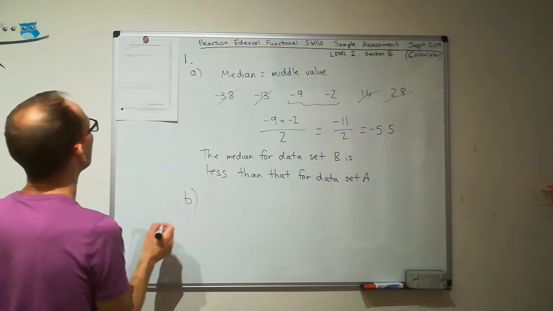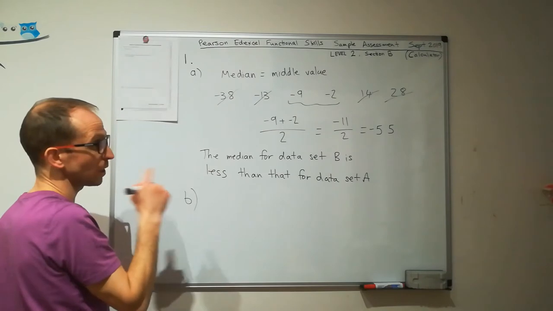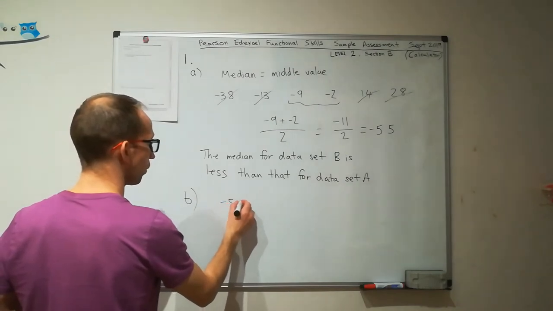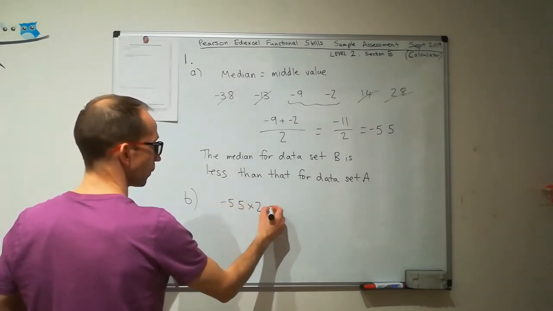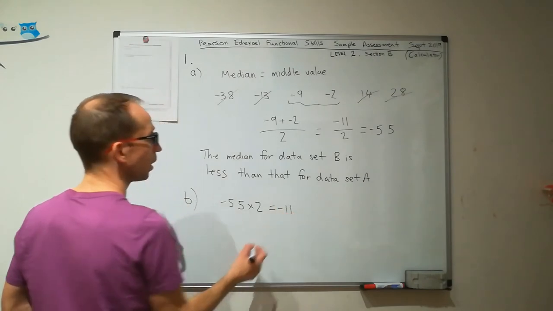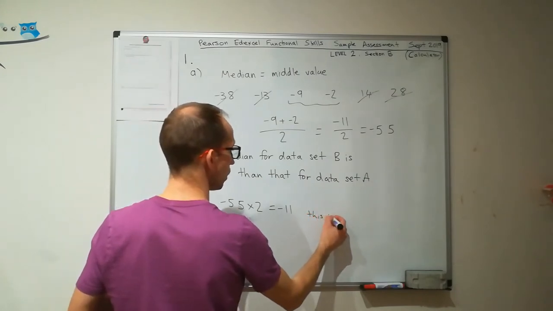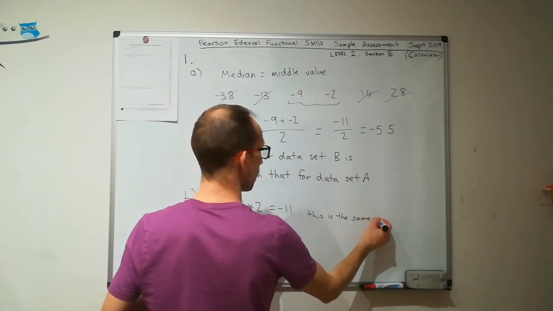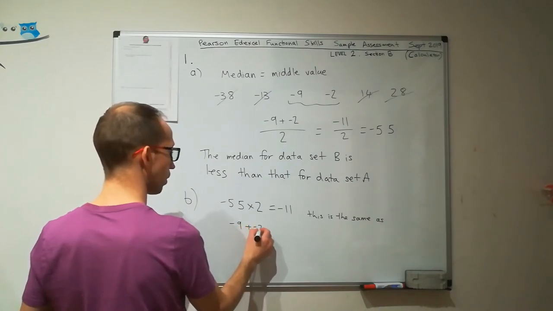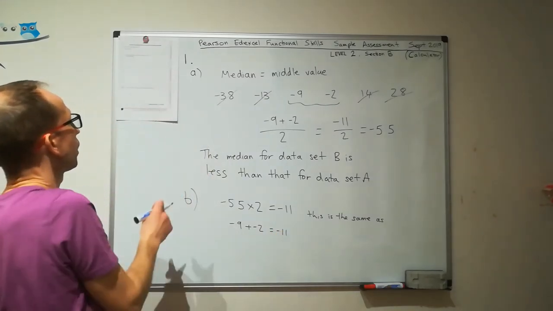Then for part B, we're asked to show a check of your answer for the median of data set B. The best thing we can do to check this is to do a reverse of the calculations. So if we do minus 5.5 times 2, I'm going to do it in my head, but again, you can do it on a calculator. This is going to give me minus 11, and we can say this is the same as, and we can repeat, minus 9 plus minus 2 equals minus 11. Okay, so 2 marks for part A, 1 mark for part B.